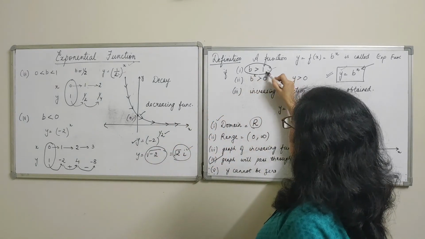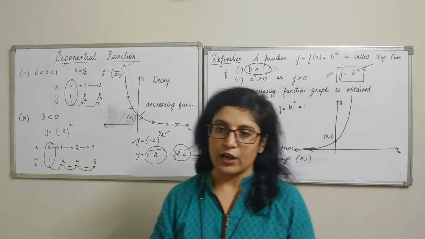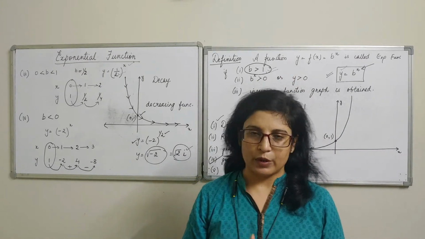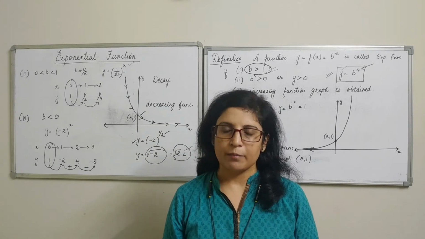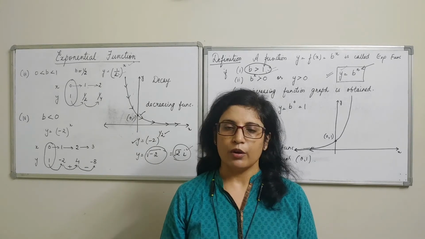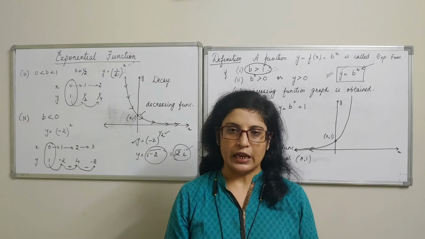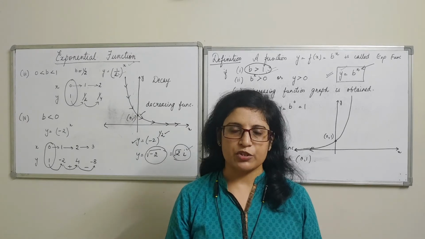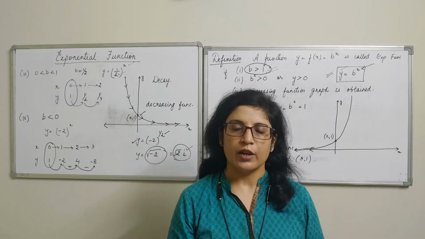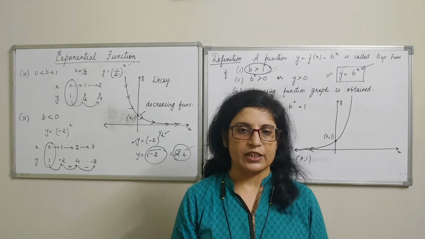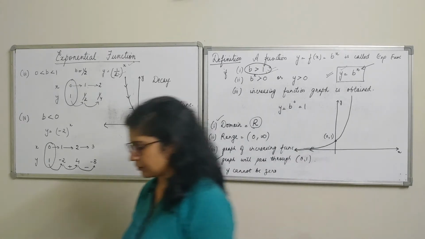b always has to be greater than 1. b cannot be 0, b cannot be 1, b cannot lie between 0 and 1, b cannot be less than 0. What is b? Base. It is a real number. What is the restriction on this real number? That it has to be greater than 1. Only then we will call it an exponential function.